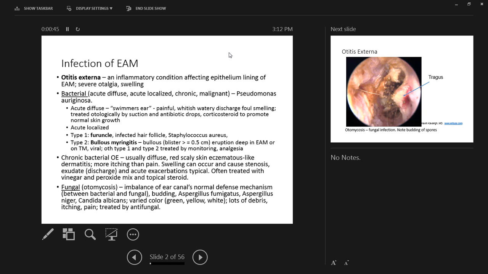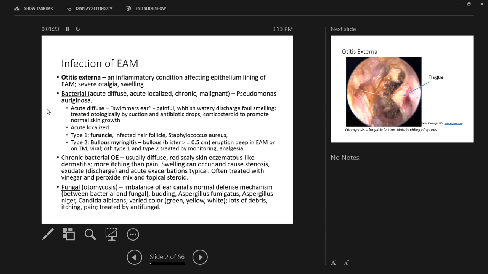Well, if you get an infection of that, then you can have some swelling, you can have severe pain, so ear pain, severe otalgia. A bacterial otitis externa can be broken up into a few different kinds, known as an acute diffuse, acute localized, chronic, or malignant. And the type of bacteria that causes this is almost always this bacteria called Pseudomonas aeruginosa. And it's that specific one that tells us which antibiotic can be used to target that.